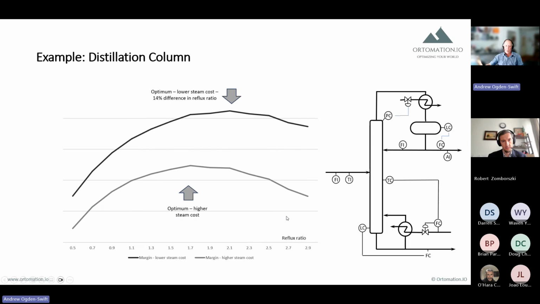And as we change steam costs, so steam costs would relate to, if it's being raised by natural gas, that would be in response to the natural gas costs. What you can see is, and these are just examples where the steam cost is being changed, if I remember correctly, by roughly 20%. And you get the optimum shifts from this point to this point, and the change in the optimum reflux ratio is about 14%.